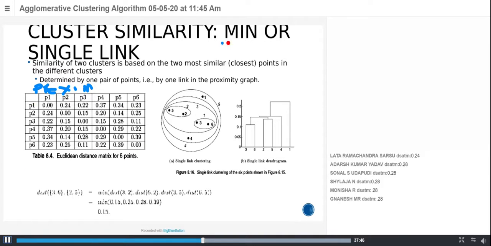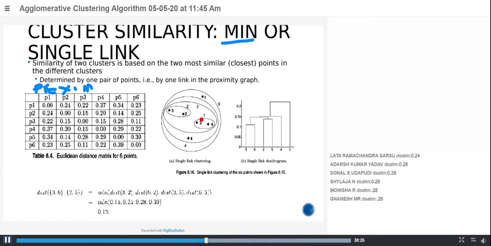Now, using this minimum technique, we are going to merge any two points into a single cluster until we get the final cluster, which consists of every point in the given sample data. So what technique are we applying in order to merge? We are going to apply the minimum distance technique. Among this proximity matrix, which point to which point has the least distance? What is the distance between P2 and P1? We know it is 0.24.